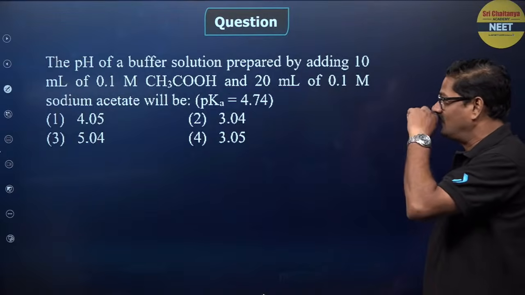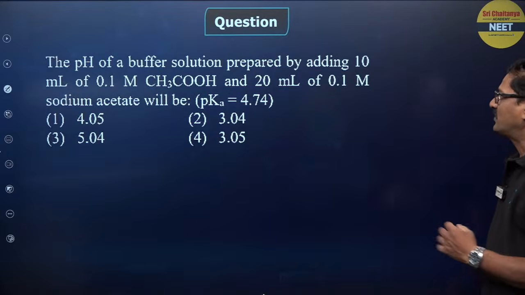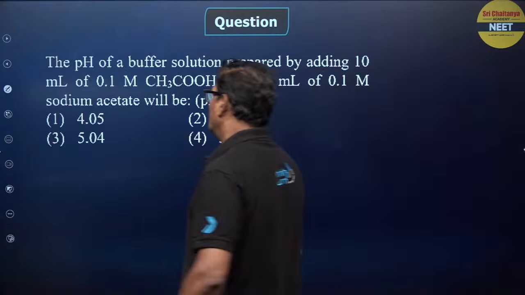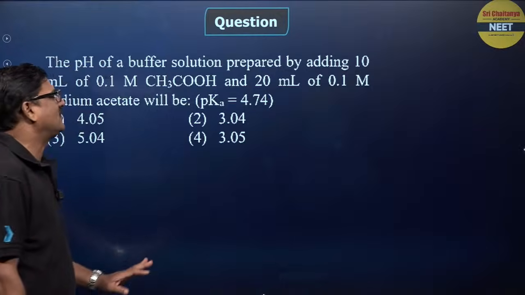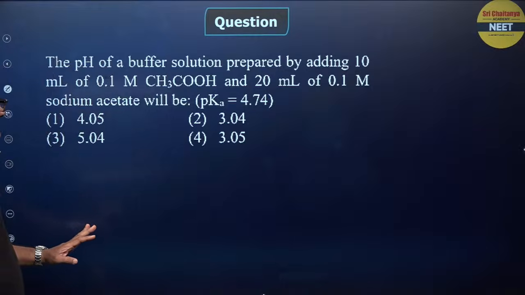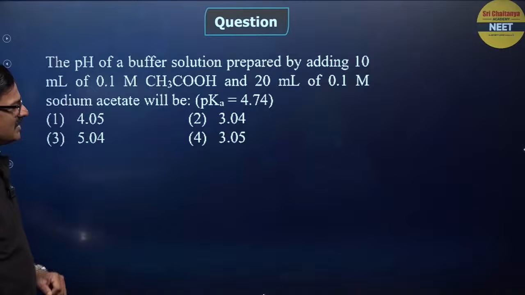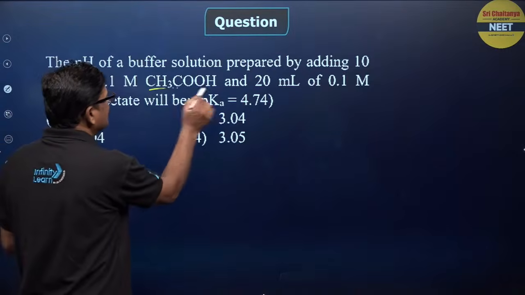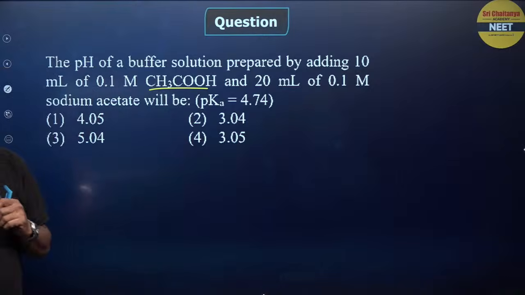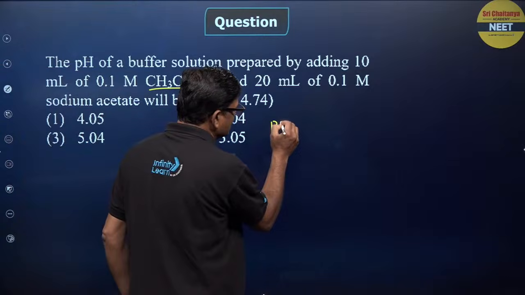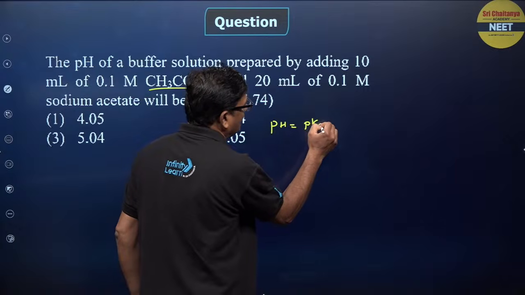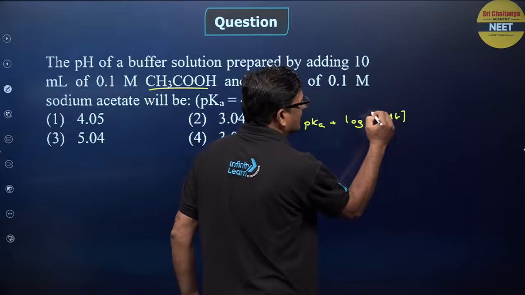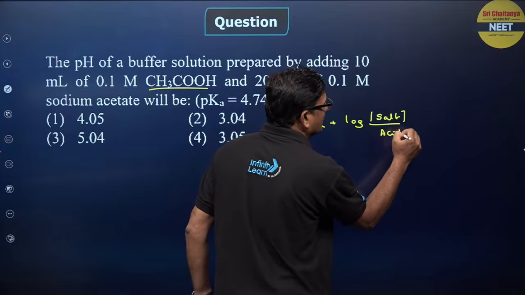To get a super question here: the pH of a buffer solution prepared by adding 10 ml of 0.1 molar acetic acid and 20 ml of 0.1 molar sodium acetate. The pKa is given. It is an acidic buffer because acetic acid is used, right? It is an acidic buffer. To get the pH, pH is equal to pKa plus log of salt concentration by acid concentration.